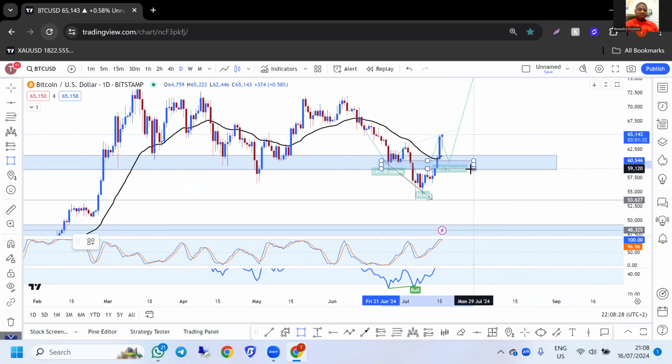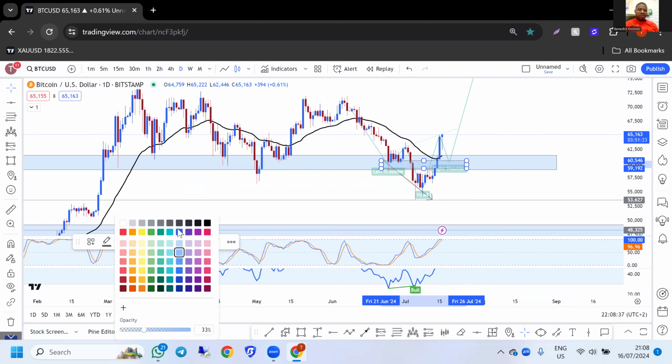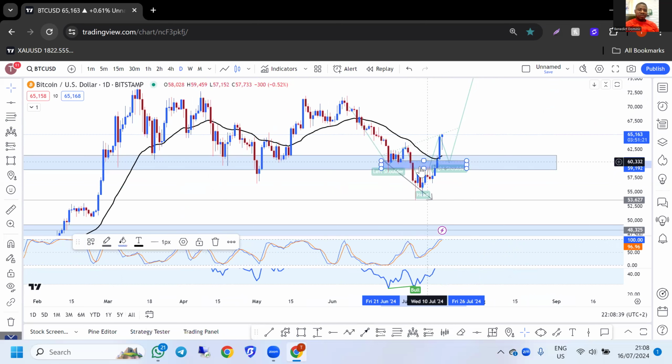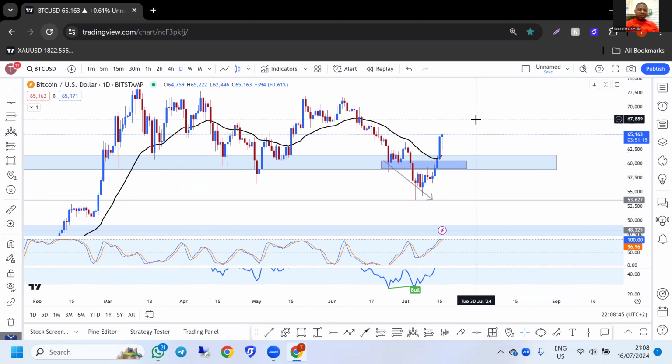Okay, so the right shoulder, I will mark this. If you remember when I started this video, market tested here and moved up. So I'm going to label this with a dark blue so that I will know that it's my area of interest, my support, my whatever. So once market comes there, I'm going to take a trade.